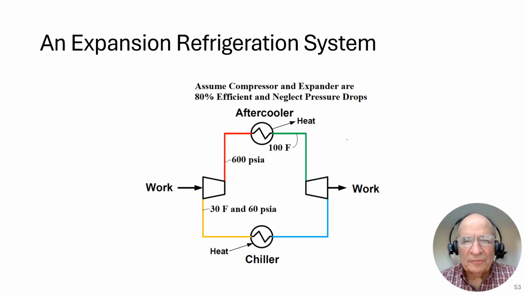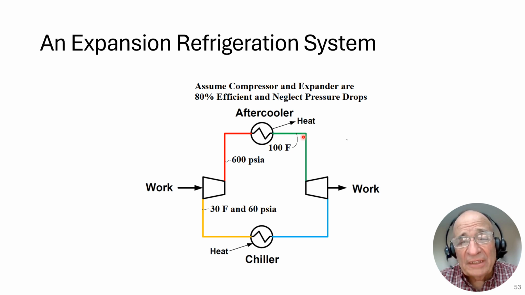Now let's put some numerical values onto this refrigeration process. We'll start off by putting an inlet temperature and pressure to our compressor. Let's say this compressor compresses from 30 degrees Fahrenheit and 60 psi up to 600 psi. And let's say the ambient temperature of the day is 90 degrees. Well, what you can expect from this aftercooler is that you can't bring this gas stream down to 90 degrees, but maybe you can bring it down to 100 degrees Fahrenheit. So put 100 degrees Fahrenheit in here.